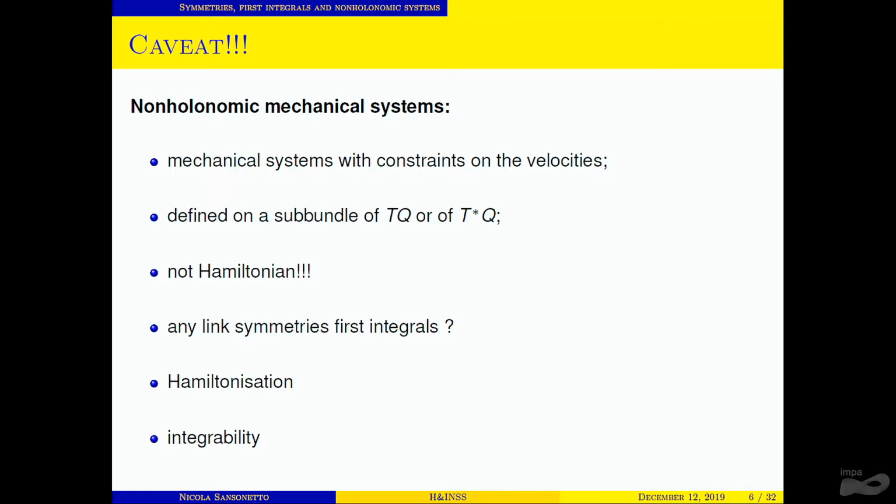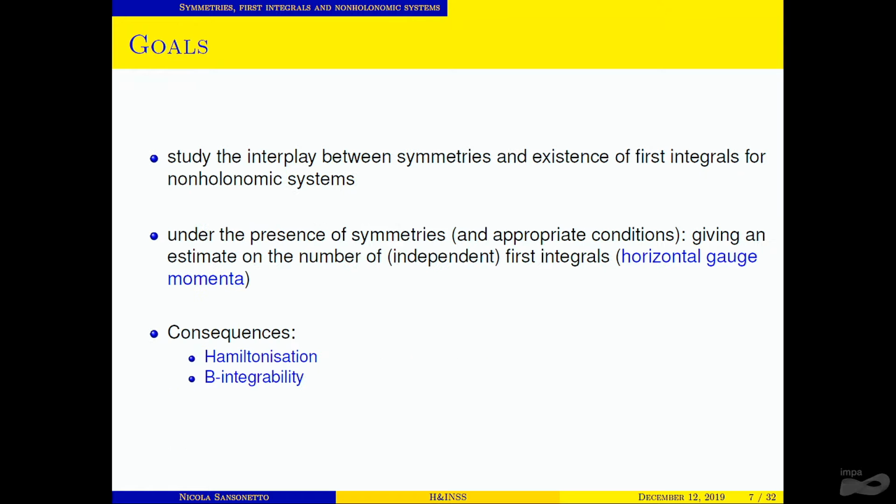And the flavor of this Hamiltonian character, or hidden Hamiltonian character, is that there is somehow a link between the presence of symmetries and the existence of first integrals. And this link gives Hamiltonization, integrability. So our aim is to prove that there is this link, and moreover, that if we have a symmetry group, we can exactly say that you have this number of first integrals. And if things are okay with the dimension of the objects, you have Hamiltonization and integrability.